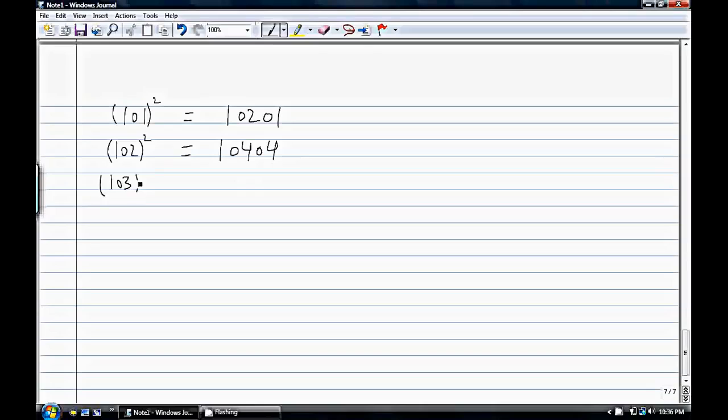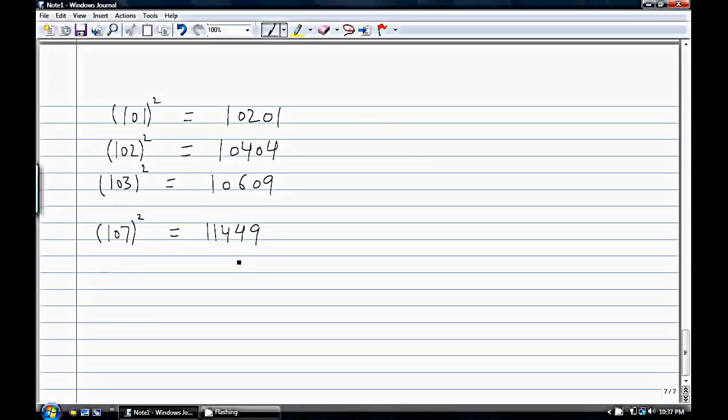Similarly, 103 square is equal to 10609. 107 square is equal to 7 2s are 14, so 114, and 7 7s are 49.